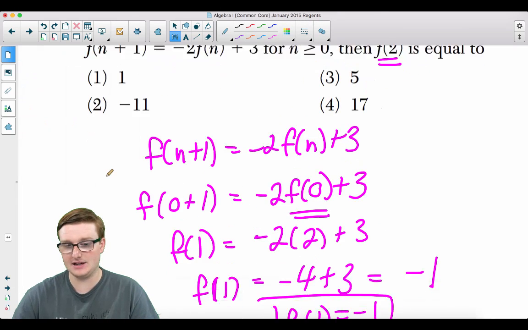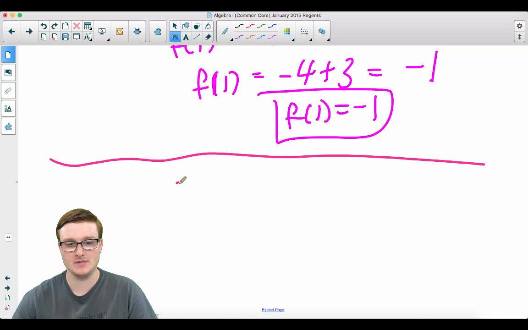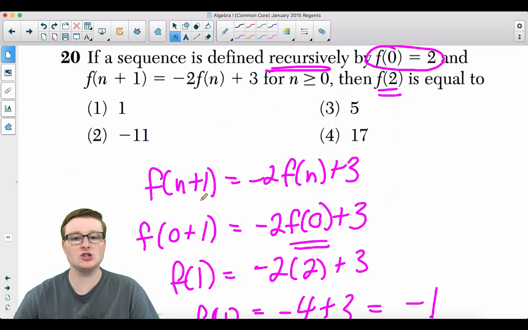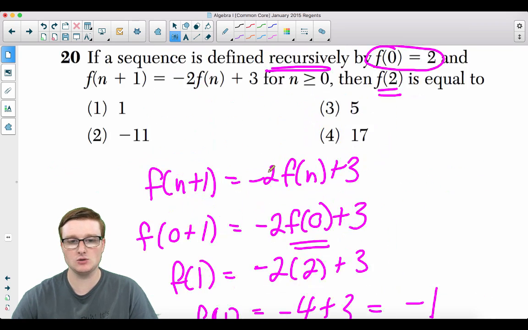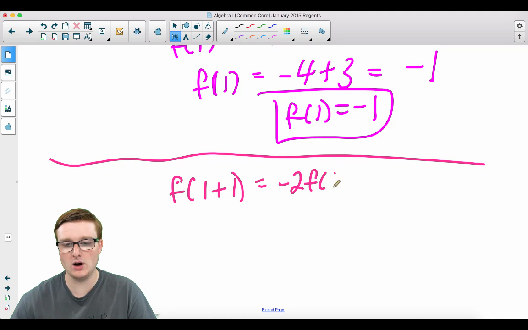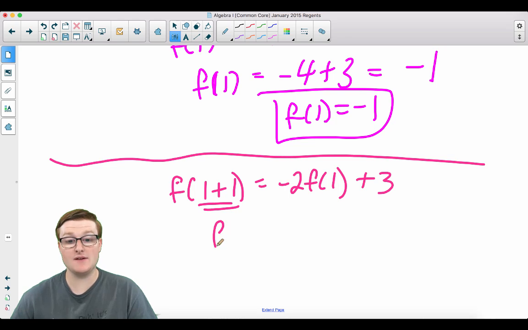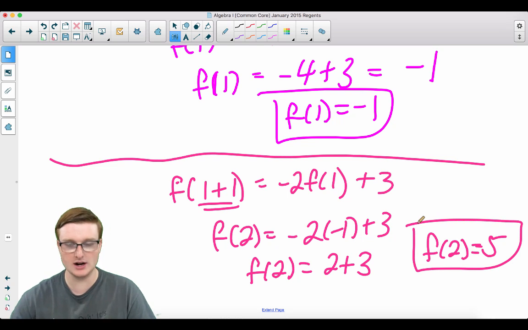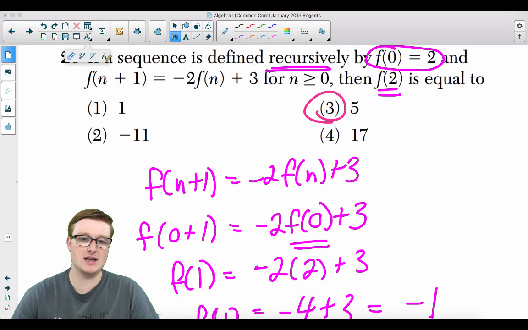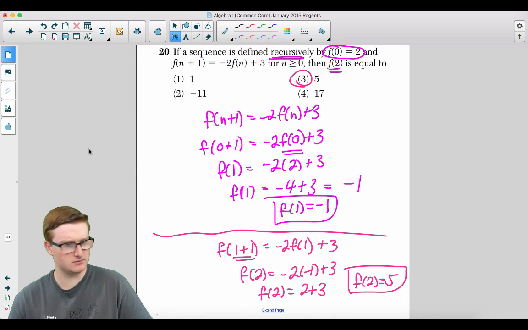So now we're going to generate f of 2. If I want 2, I need 1 plus 1. So I need f of 1 plus 1 is equal to negative 2 f of 1 plus 3. Okay? Now this does give you f of 2. f of 2 is equal to negative 2 times f of 1, which is negative 1, plus 3. f of 2 is equal to 2 plus 3. So f of 2 is equal to the number 5. And that is going to be your answer, which is choice 3. So far, so good? All right.